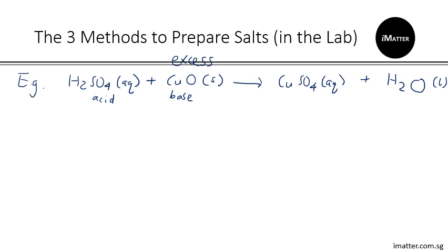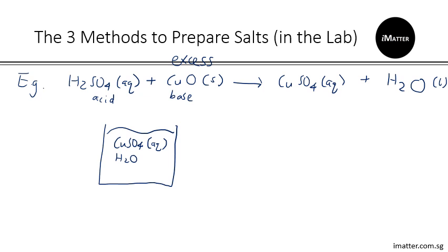So, yeah, this is an acid-base reaction, but at the end of the reaction, what am I left with? The product, copper sulfate, which is what I want, water, and of course, copper oxide, which is in excess. Now, I go through exactly the same procedure. I filter off my copper oxide, since it's a solid, and of course, the filtrate will be left with copper sulfate and water. Now, let's go on to the last method to prepare salts.